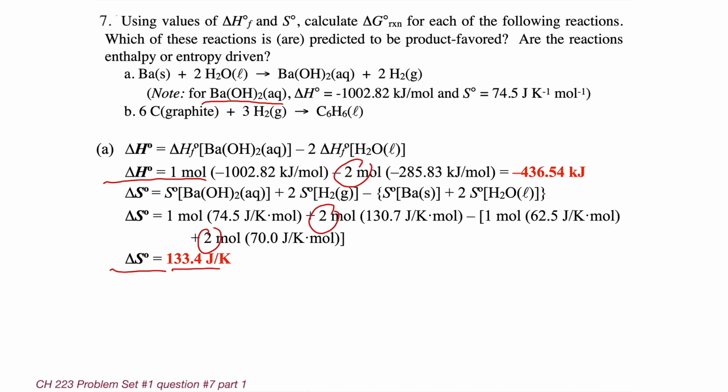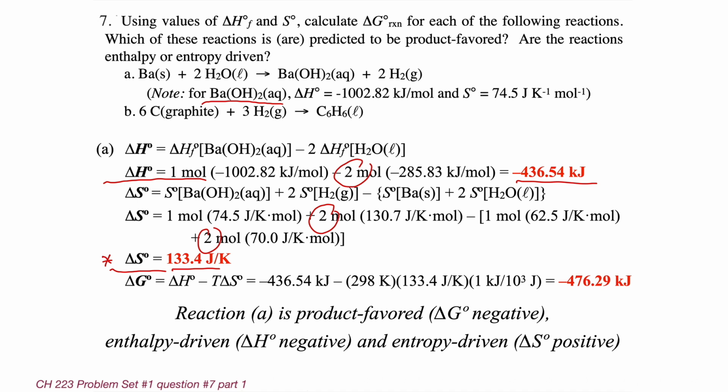Now, remembering from earlier discussions, if delta H is negative, it's called an enthalpy-driven reaction, and that's what we have. This value is negative. This is enthalpy-driven. And then also, our entropy here is a positive number. Positive entropies also are driving spontaneity, so we would call this reaction entropy-driven as well. So the last thing is just to plug it into delta G. Delta G equals delta H minus T delta S. Again, we're converting that delta S into kilojoules per mole because usually S is in joules. And when all is said and done, negative 476.29.